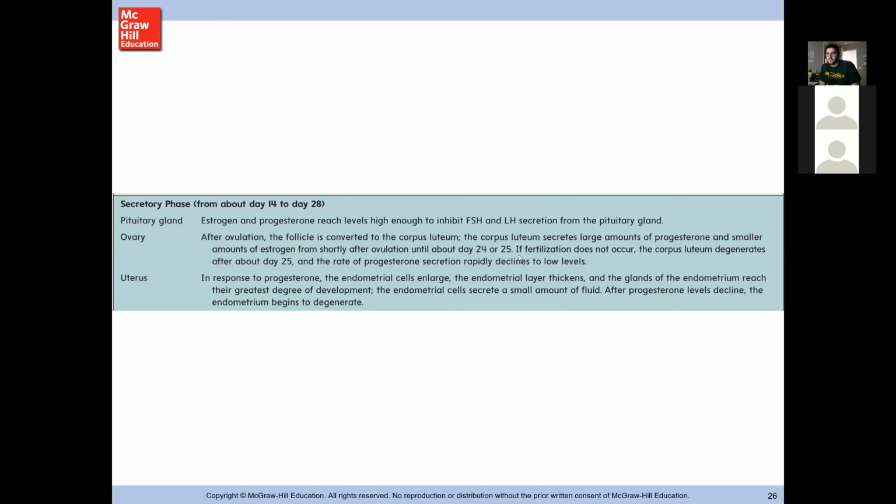Okay? Within the uterus, in response to progesterone, the endometrial cells enlarge and the endometrial layer thickens, and the glands of the endometrium reach their greatest degree of development, and the endometrial cells secrete a small amount of fluid to prepare themselves for implantation. After the progesterone levels decline and there's no implantation event, the endometrium begins to degenerate and begins the sloughing off process.